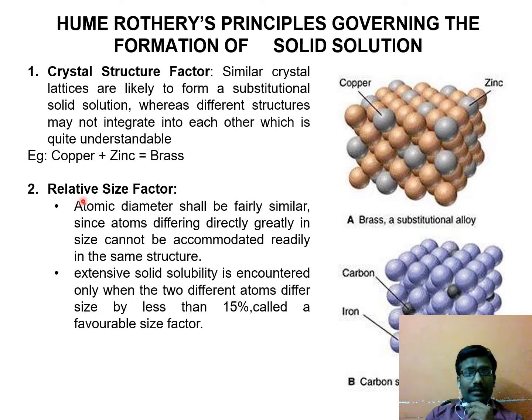Now we can see the next factor, the relative size factor. Here, the atomic diameters of solvent and solute: if the difference in diameter is less than 15%, then we can form the solid solution. But if it is greater than 15%, it is not possible. It is best when both solvent and solute atoms are similar in size, so we can easily form the solid solution.